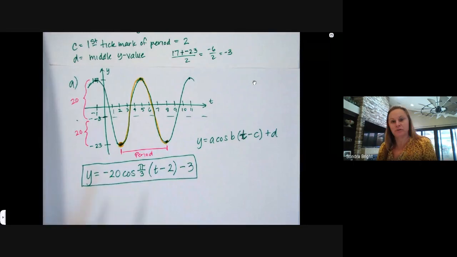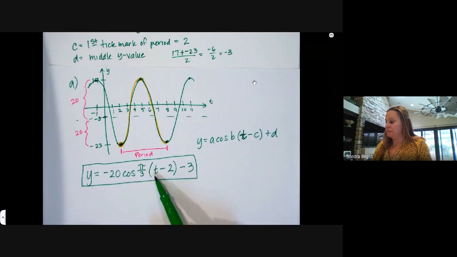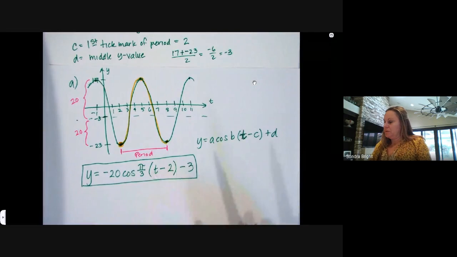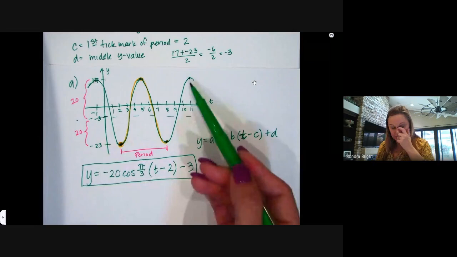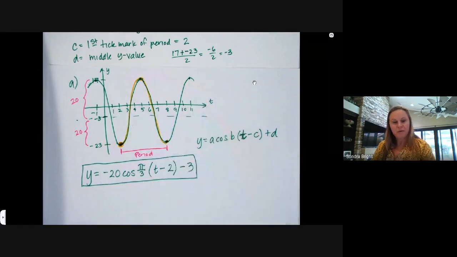And if you plugged values in, right, when you plug in a 5, you better get 17 in there. And when you plug in a 2, you better get negative 23. When I plug in an 8, I better get negative 23. When I plug in 11, I should get a 17. Now, if you plug them in, you'll see that it all works. Okay, so that was that.